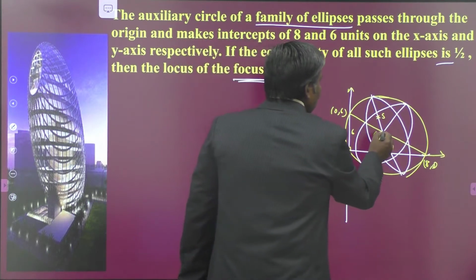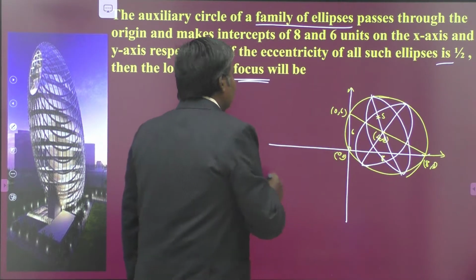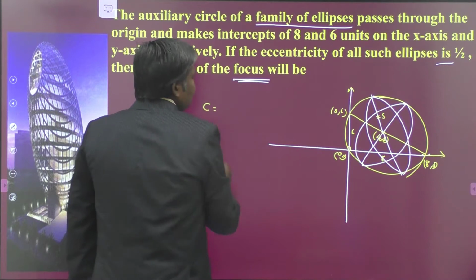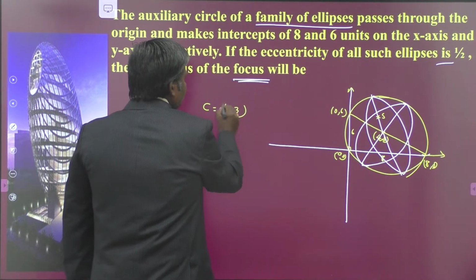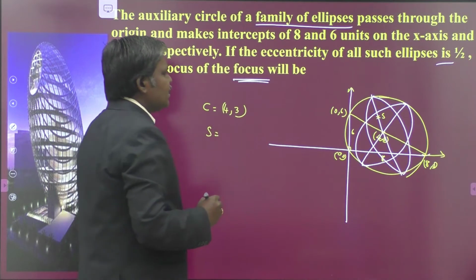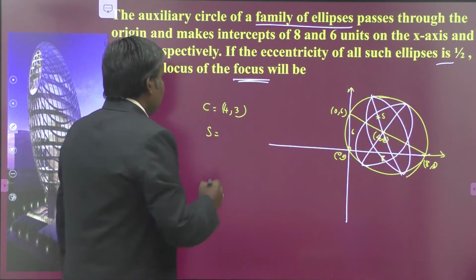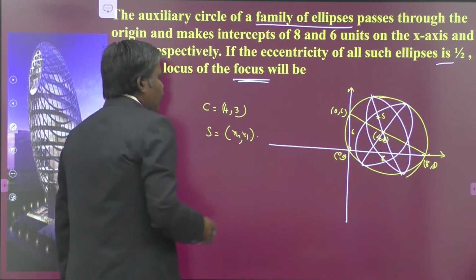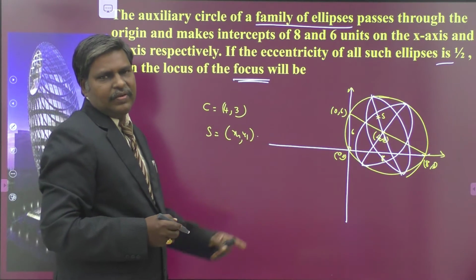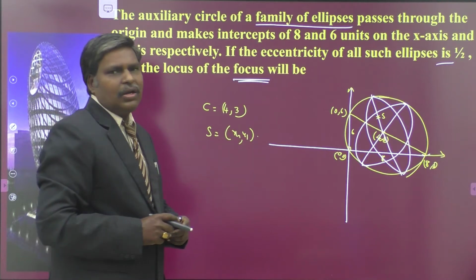Now this is the point 4, 3. Is it fixed or not? Center of the circle, that is fixed. Here we have 4, 3 as the center. Let us take the coordinates of S, the focus, as x1, y1. This is a variable point. That is one of the points on the locus here. x1, y1 is one of the points on your locus.